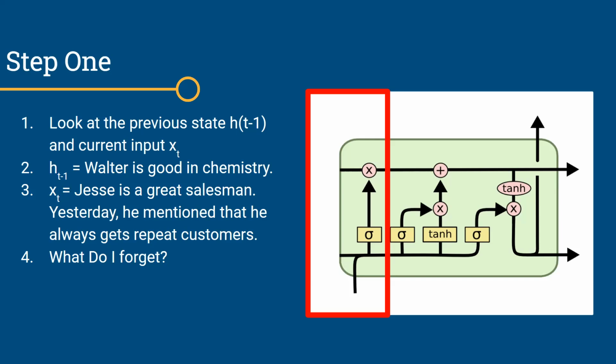We don't really need to remember anything about the fact that Walter's good in chemistry. So our previous state isn't particularly useful for us. And this is an oversimplification. The hidden state is not going to look like a string of text, but instead it's going to look like more or less just a bunch of numbers. But generally speaking, we want to just remember things that are going to be relevant to our future predictions. We're going to keep going.